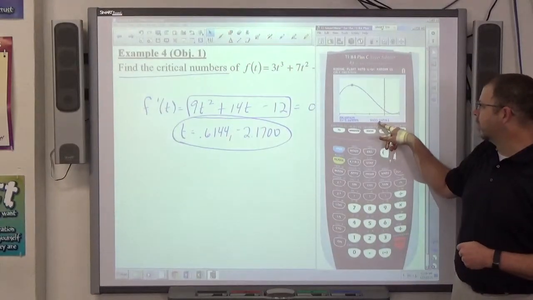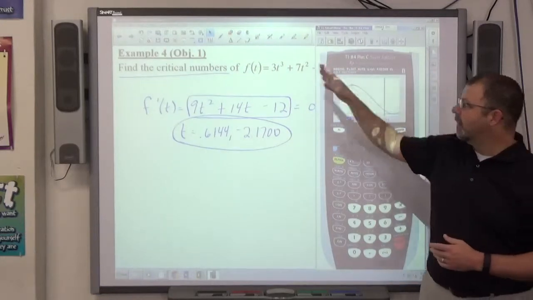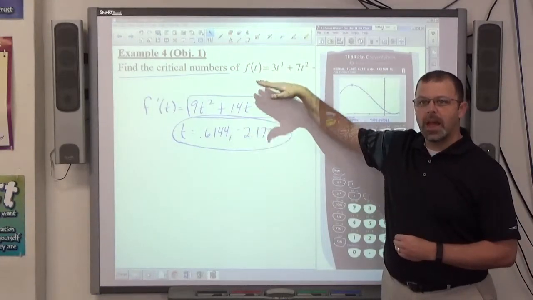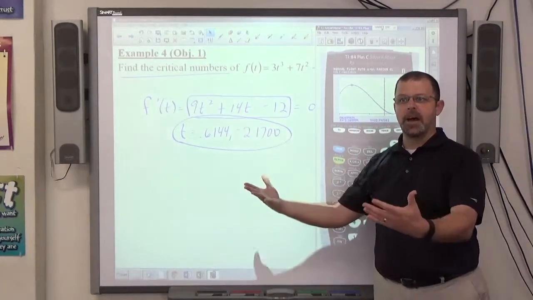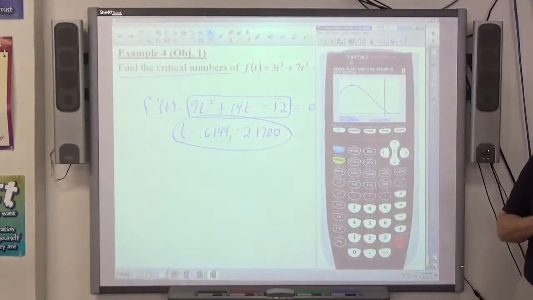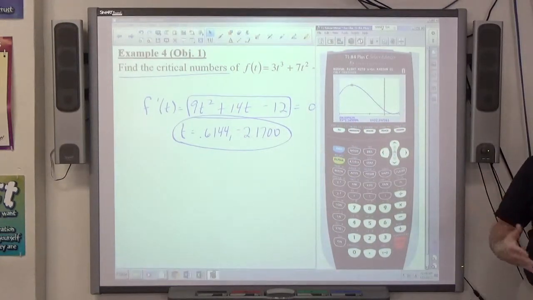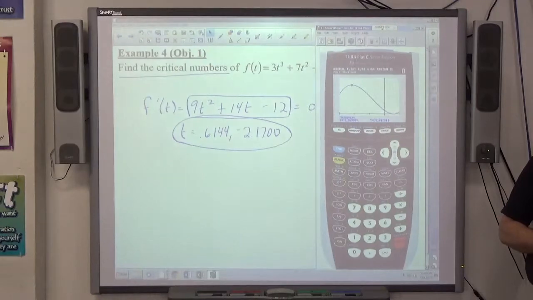Y is 32.347361. Y is not a critical number. X is the critical number. Y is the value of the function at that critical number. So again, when it says find critical numbers, you're finding values of X where important things happen.